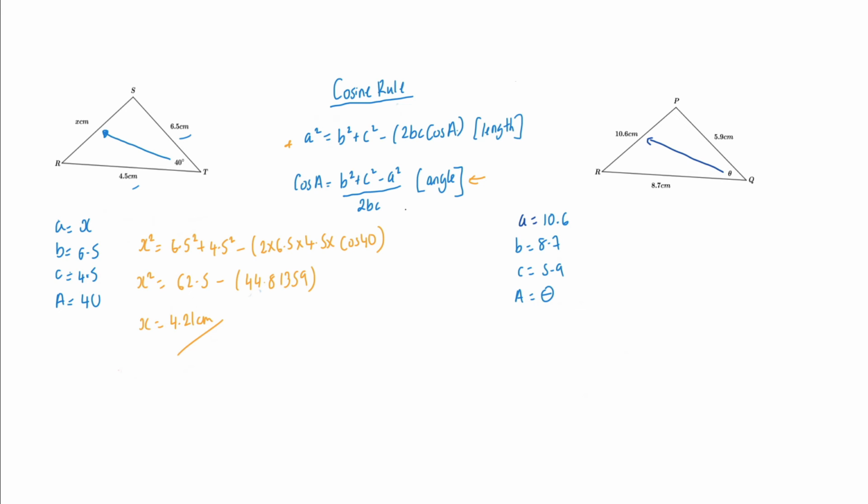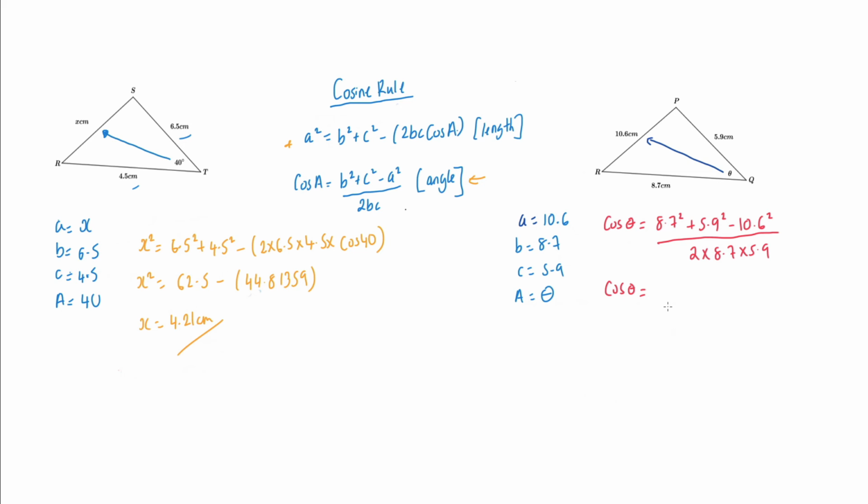So now if we put this in the formula, we have cos A, so that's going to be cos theta equals B squared, which is 8.7 squared, plus C squared, which is 5.9 squared, minus A squared, which is 10.6 squared, over 2BC, which is 2 times B, which is 8.7, times C, which is 5.9. So now cos theta is equal to, we're just literally putting all of this in the calculator. 8.7 squared plus 5.9 squared minus 10.6 squared, and then we're going to divide that by 2 times 8.7 times 5.9.